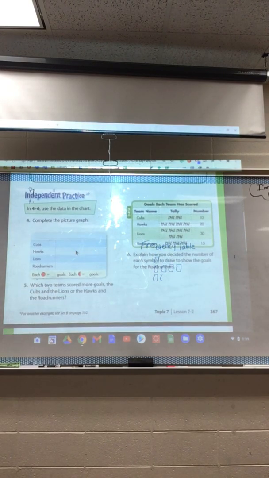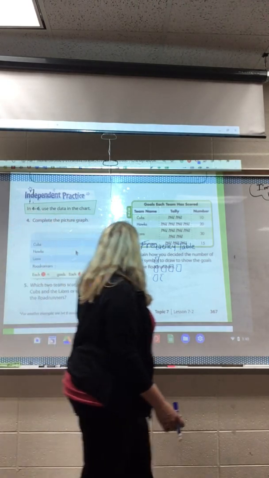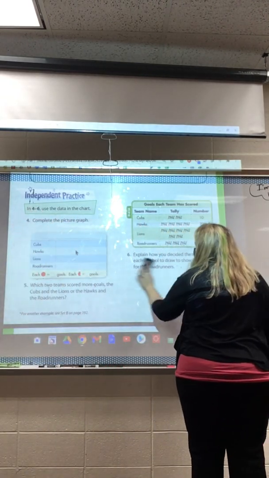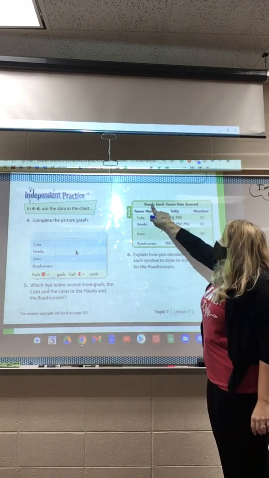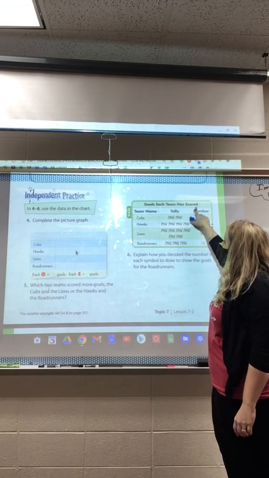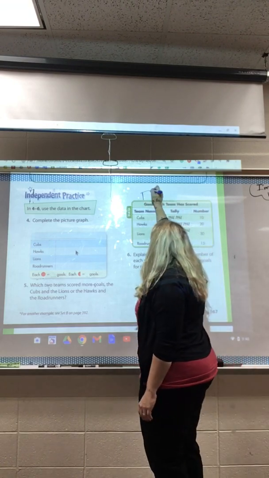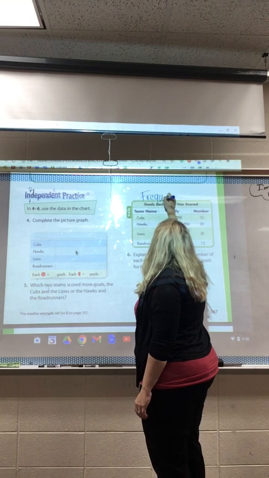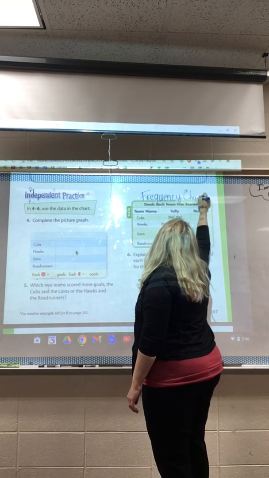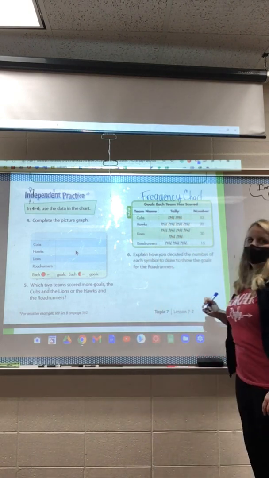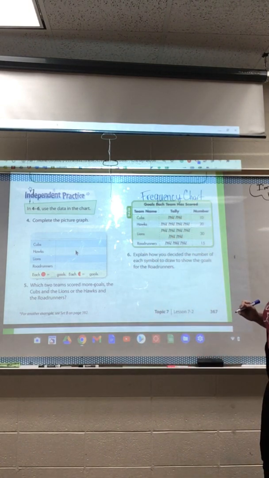So now we have independent practice. In the green box up there, it says in 4 and 6, use the data in the chart. And then over here it says complete the picture graph. So remember, I told you before you even really read the question, let's look at the information. So the title of this is Goals Each Team Has Scored. Remember, this is a frequency chart because we're in the 3rd grade now. Frequency chart tells us how many times that data is used, how frequent it was.